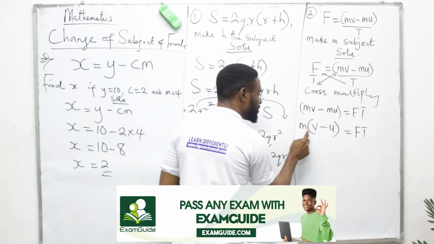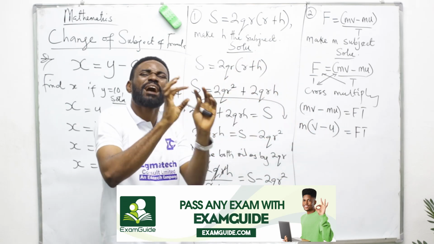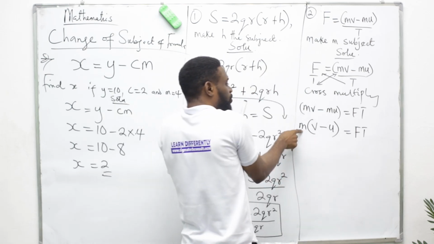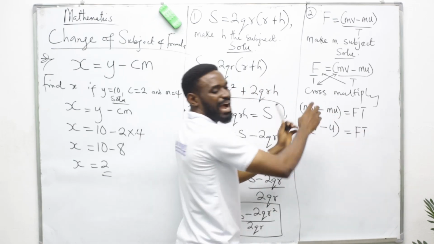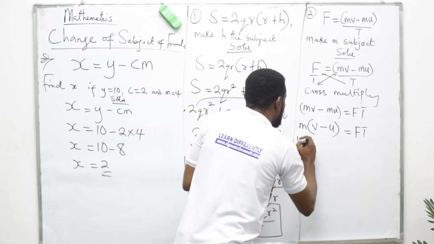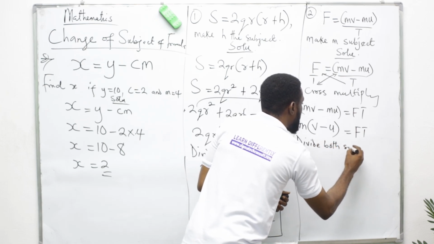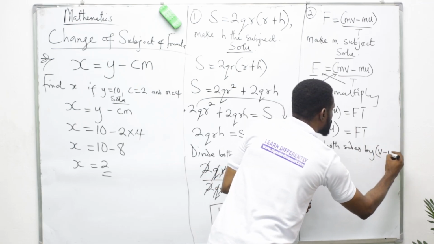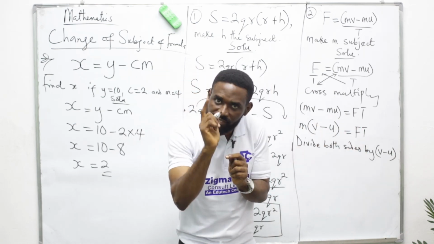Remember, m here is a quantity on its own now. This v minus u in bracket is a quantity on its own. Do you understand? So we can divide both sides just to make m alone. We want to remove the bracket v minus u out of this part of the equation so that m will be alone. So what that will mean is to divide both sides by open bracket v minus u. You understand? That's why I put open bracket v minus u. They are one quantity. Okay?